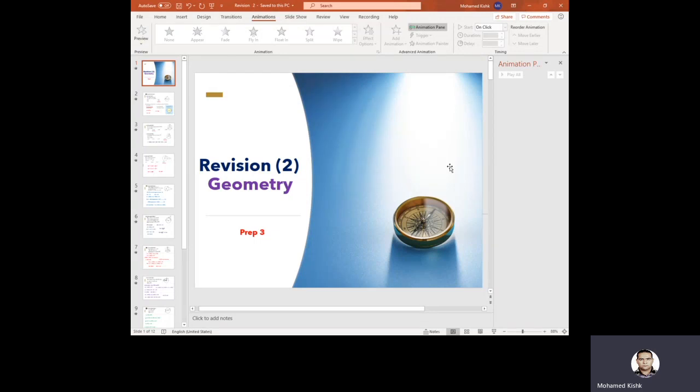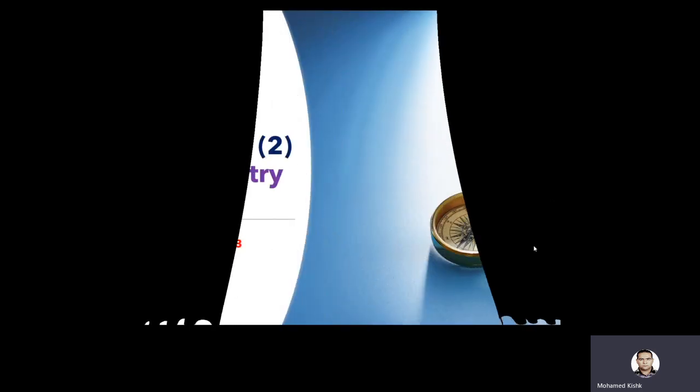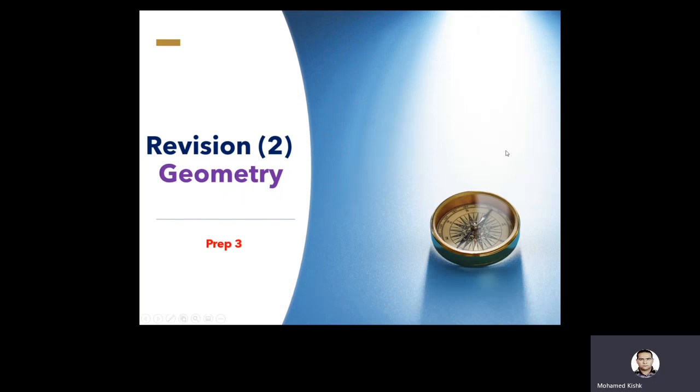Welcome to this revision of geometry for Prep 3. Okay, let's start our revision with the first question. The first question is: choose the correct answer.